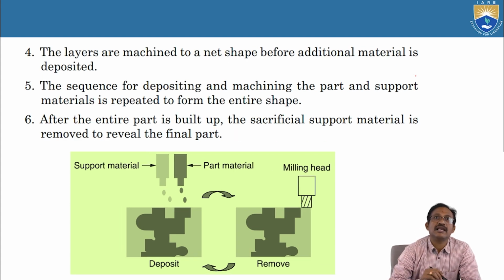The layers are machined to a net shape before additional material is deposited. The sequence for depositing and machining the part and support material is repeated to form the entire shape. After the entire part is built up, the sacrificial support material is removed to reveal the final part.